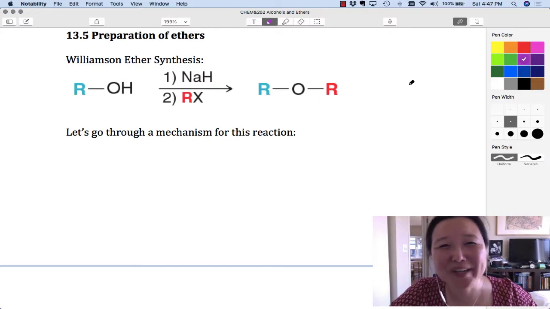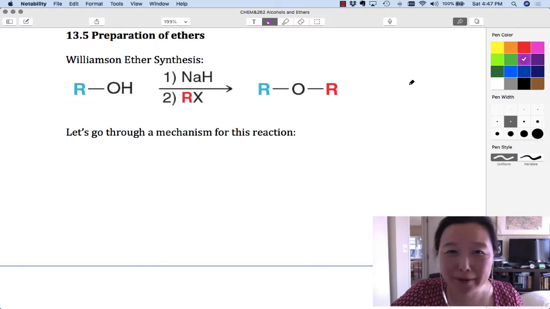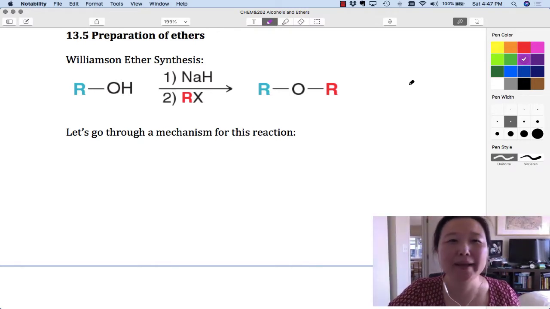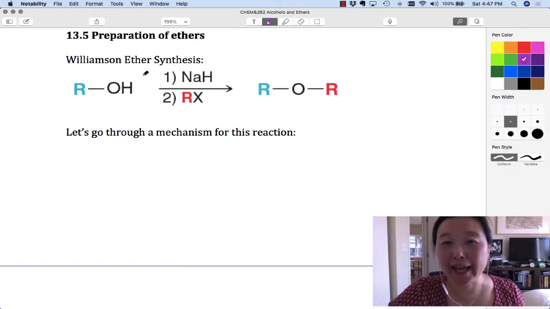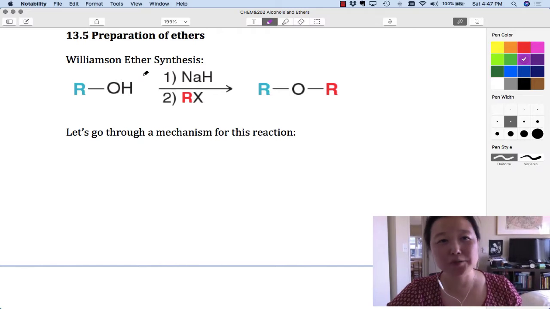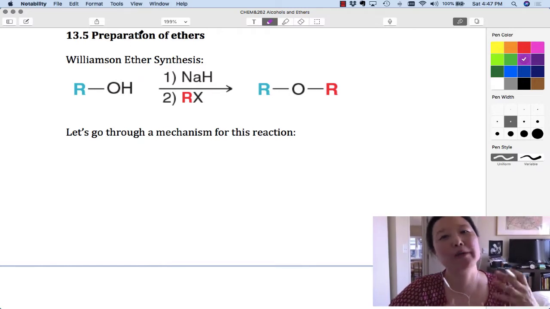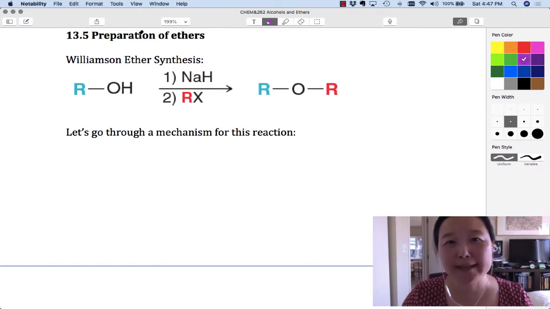Hi everyone, so we're going to start with reactions now. We talked a little bit about properties of ethers, how to name them, how to think about them, but for the reactivity, we need to consider two reactions: how to make, or prepare, ethers, and then once we have an ether, how do they react? So first, how do we make an ether?